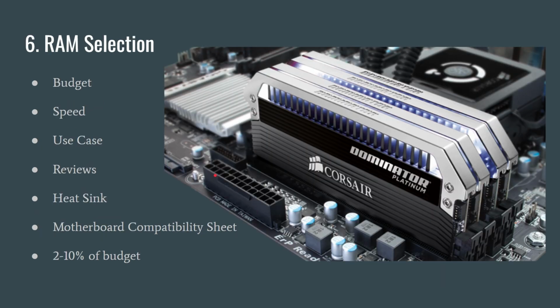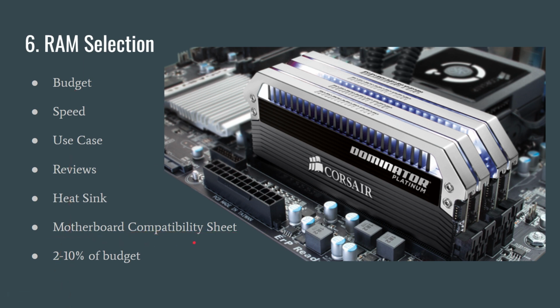All right, 6 is RAM selection. Now that we selected the motherboard, we're going to go back and select the RAM. The reason I do it in this order is that selecting the motherboard is more important than the RAM brand, but different RAM brands are compatible with different motherboards. So the main consideration here is motherboard compatibility.